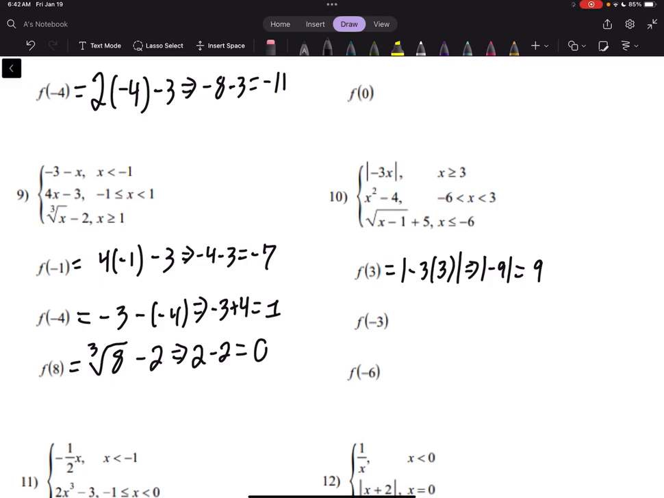Negative 3. Negative 3 is greater than negative 6, yet less than 3, so it's in between negative 6 and 3. We're going to use the second equation. Negative 3 squared minus 4. Negative 3 times negative 3 is 9, minus 4. This is going to give us 5.